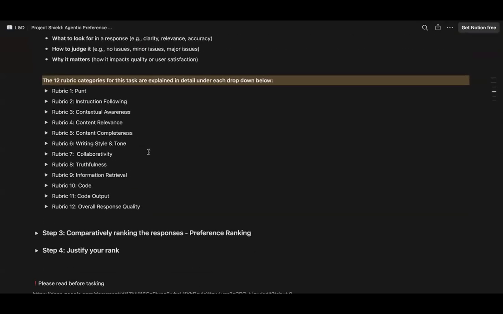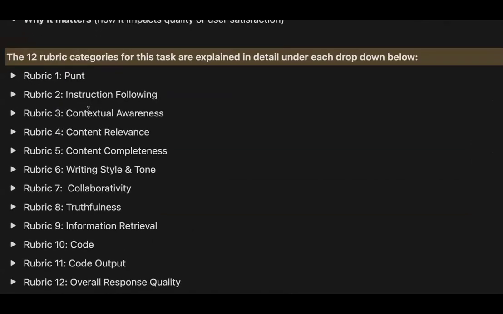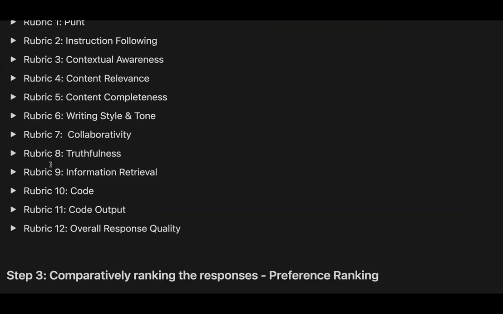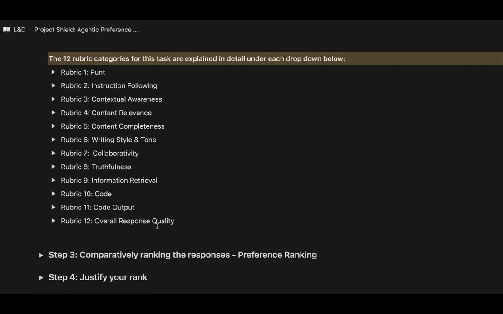These are the dimensions: punt, instruction following, contextual awareness, relevance. So you already know what contextual awareness is, you know relevance, you know completeness, writing style and tone, collaborativity. Truthfulness is nothing but factual accuracy. And then information retrieval, I'll take you through that, code and code output as well. We already discussed what code and code output is. I'll take you through how to rate it as well. And then you have your overall response quality, right?